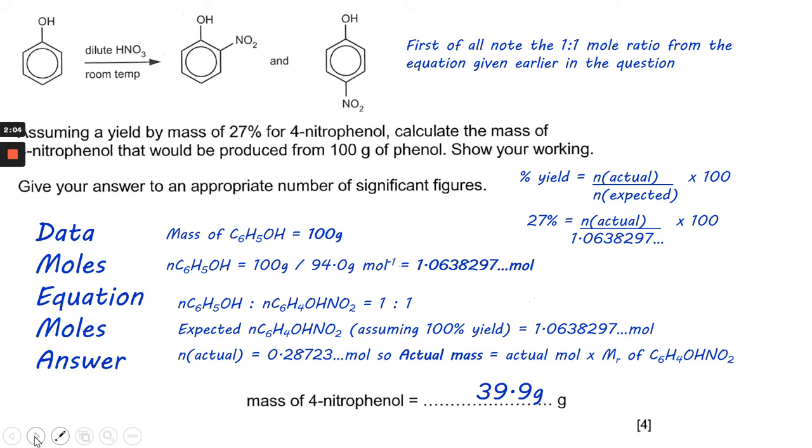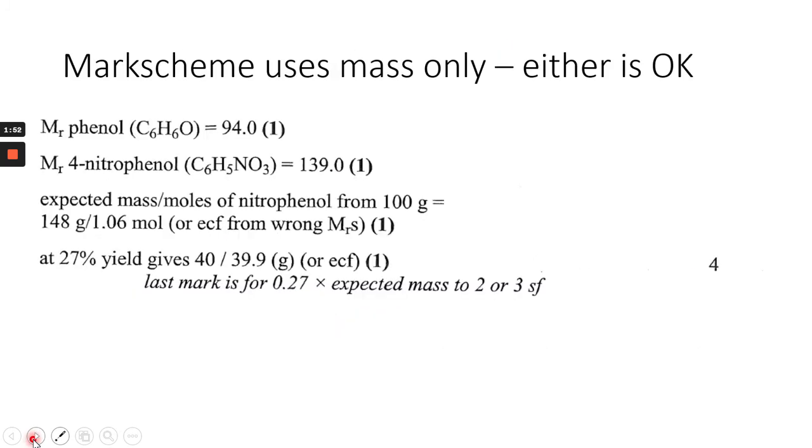So why do I do it as 39.9? Because the one piece of data we're given is in 3 sig figs, so it's expressed as 3 sig figs. Now, if we look at the mark scheme, it does it a slightly different way. It does it by just using masses. But it doesn't really matter which way around you do it, as long as you get to 39.9.